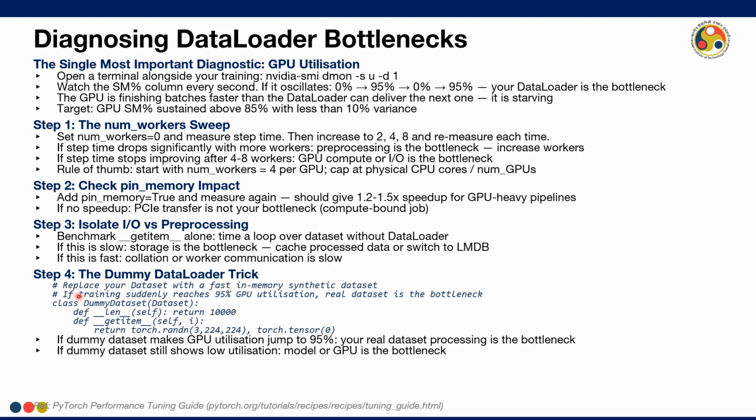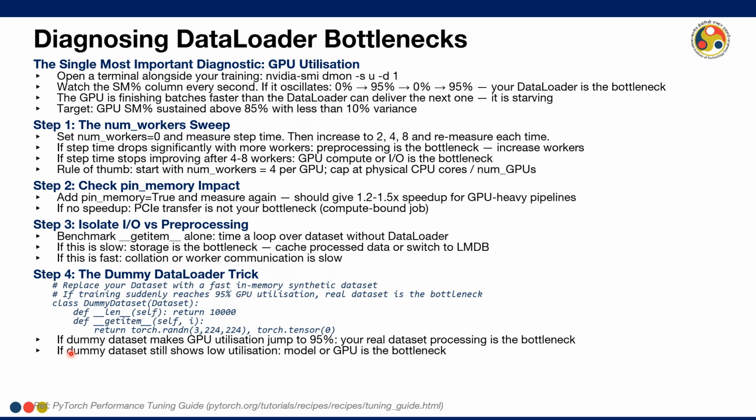Okay, and the dummy data loader is another trick. We usually replace our dataset with a fast in-memory synthetic dataset, and if training suddenly reaches around 95% utilization, then the real dataset is basically the bottleneck. So we see how much dummy data we can keep. If the dummy dataset makes GPU utilization jump to 95%, then we can understand that your real dataset pre-processing is the bottleneck, because the synthetic dataset is already in memory, right?